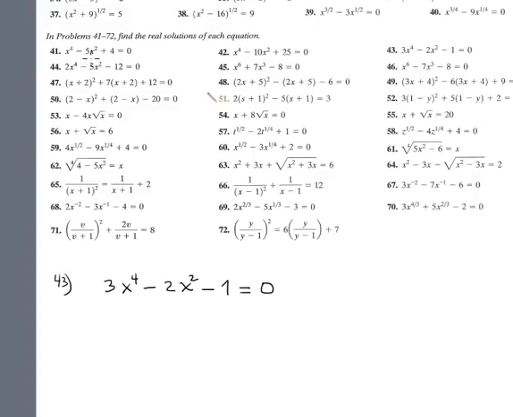Okay, again, it's quadratic in form equation. Quadratic in form, we always solve using the same idea. Define auxiliary variable u equals x to the second power, which is the smaller exponent. So 3u squared minus 2u minus 1 equal to 0.